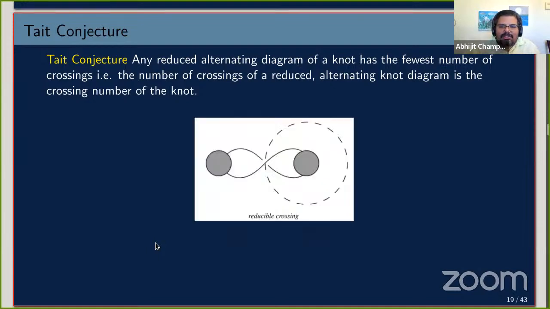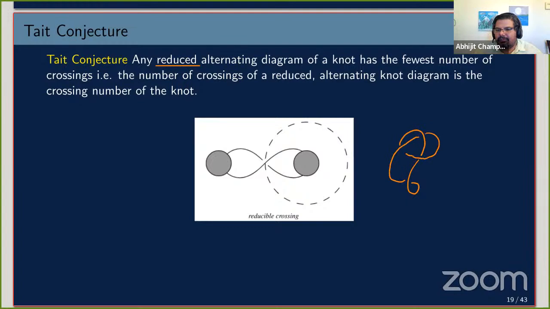So what's a reduced alternating diagram? A reduced alternating diagram means you have no reducible crossings, something like this. You can see that this crossing can be very easily eliminated just by flipping over this part of the diagram. So this is a reducible crossing.